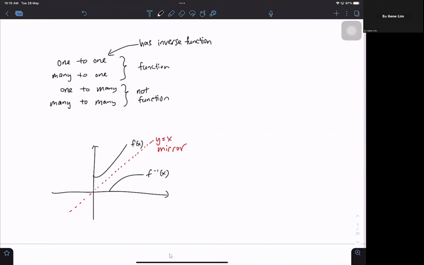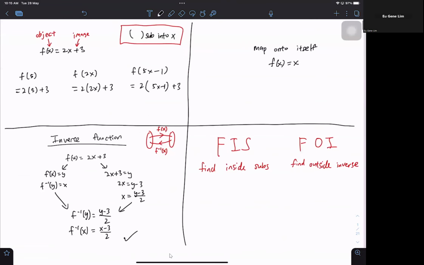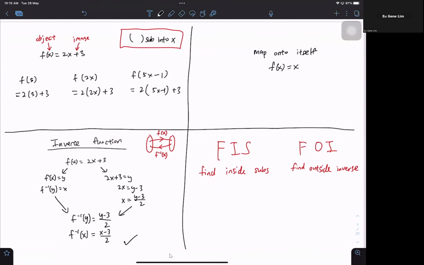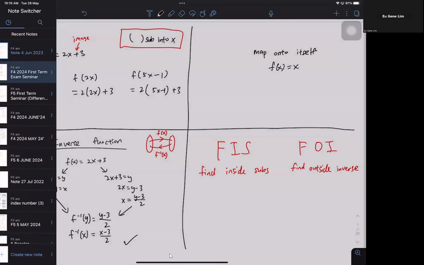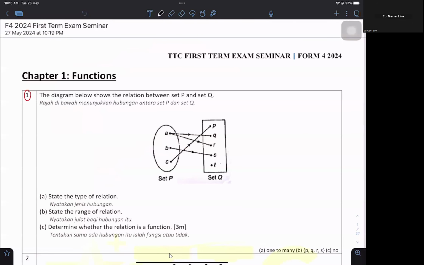So now let's go do questions. These are the basics of function. Okay, let's start from question 1. The diagram below shows the relation. State the type of relation.